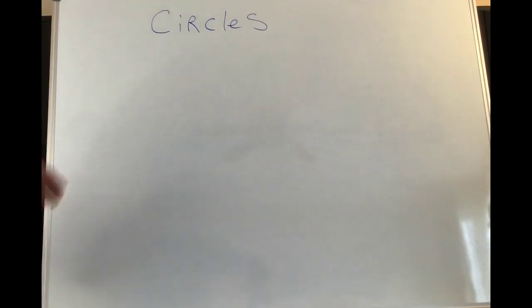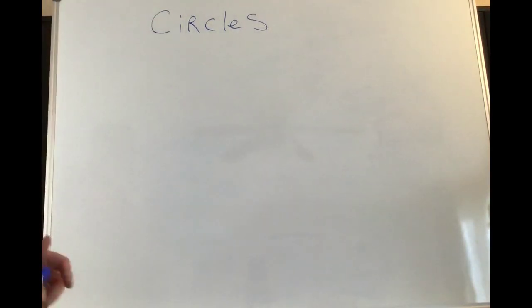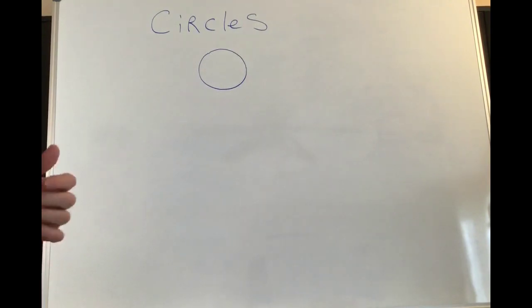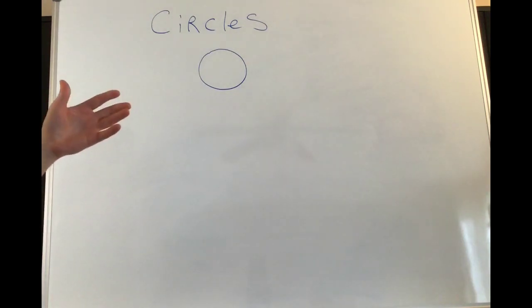Okay, the next lesson is circles. Now, the first thing I usually do when I teach this lesson is ask everybody what a circle is. When I ask that question, I usually get, it's round, it's a shape, it has no edges, and these are all true. The question is, what makes a circle a circle?